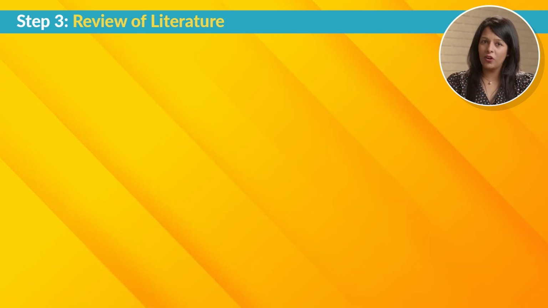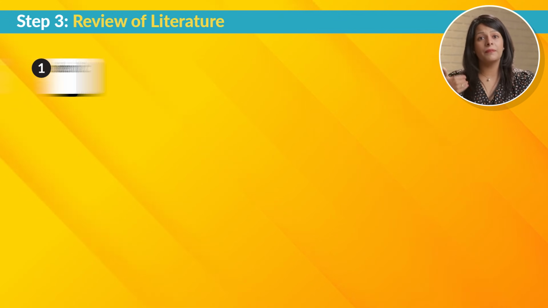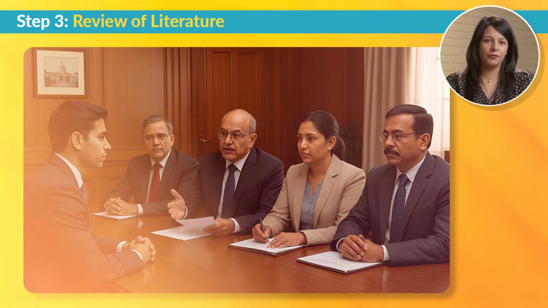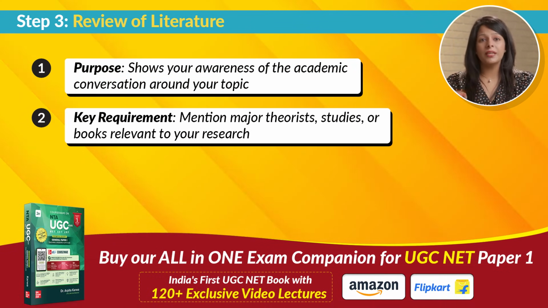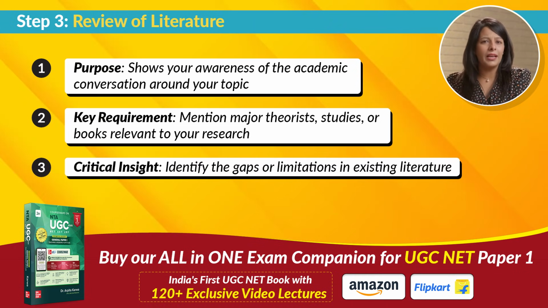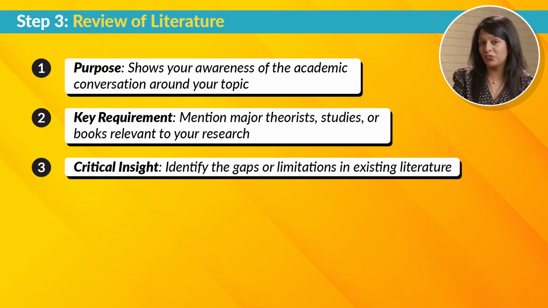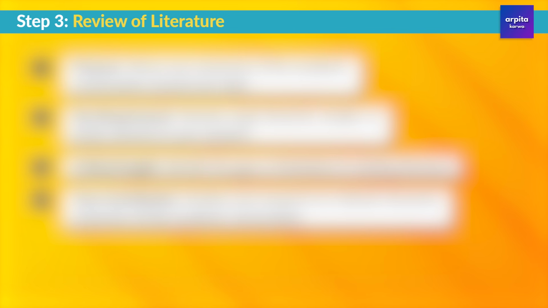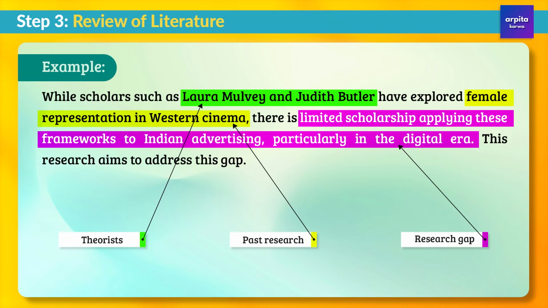Now, we move on to the review of literature. This section shows the admissions committee that you are familiar with the academic conversation around your topic. You should mention major theorists, studies, or books that relate to your topic. Then, explain the gaps or limitations in those works. Finally, position your research as the next logical step in that academic journey. It could look like this.